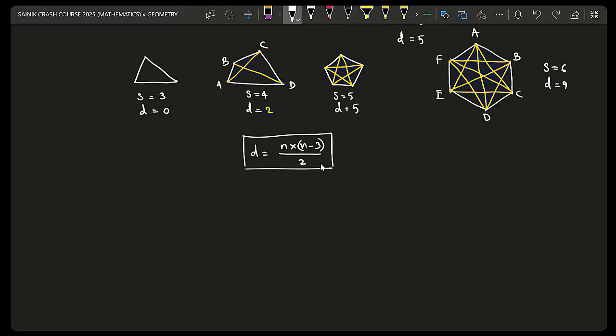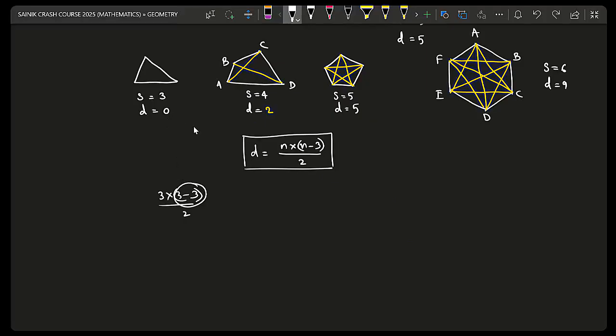First of all, I want to find for the triangle. In place of n, I'm going to use the number of sides, that is 3. So just substitute 3 here: 3 into 3 minus 3 divided by 2. 3 minus 3 is 0. 0 into any number is 0 and 0 by 2 is also 0. So we got the answer 0. Yes, this is matching.